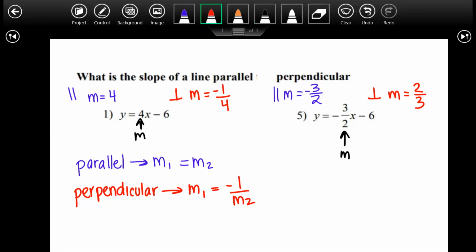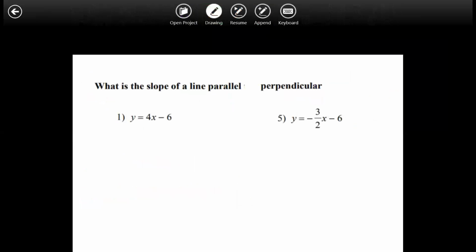It'd be 2 over 3, not negative 2. Opposite flipped. Opposite flipped. Positive would be negative, negative would be positive.